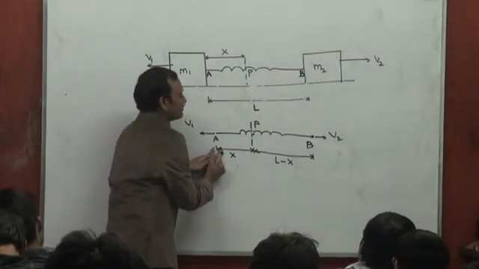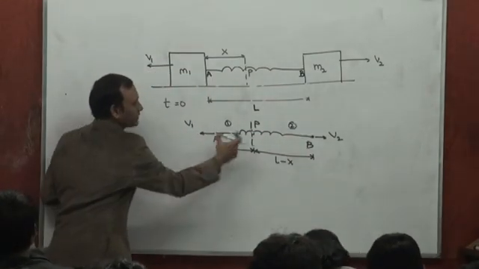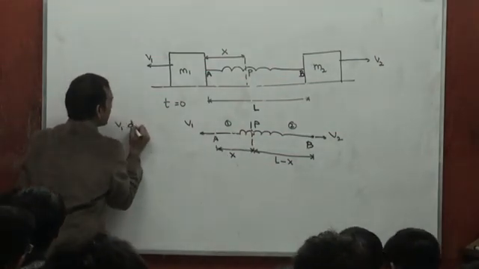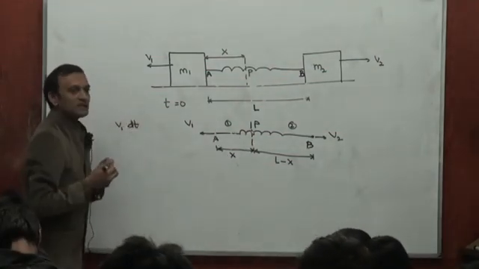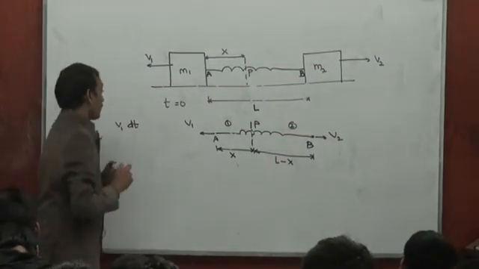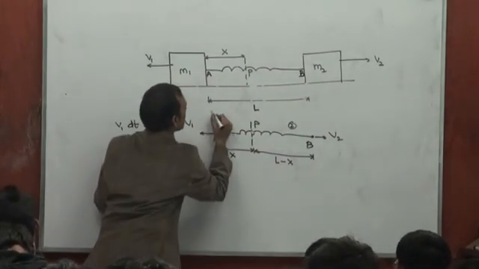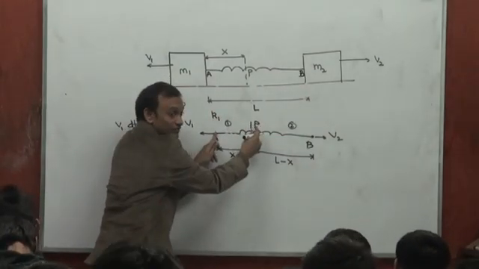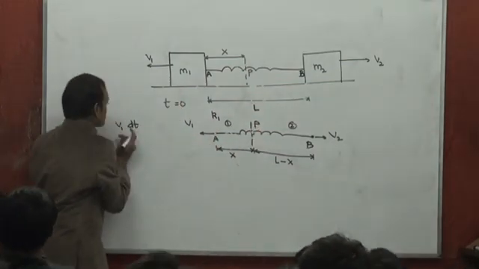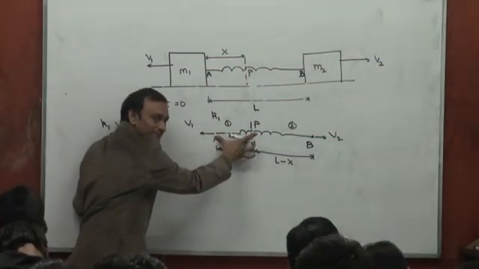Now in a small time dt, this is spring 1, this is spring 2. In a small time dt, how much would this spring elongate? v1 into dt is the amount by which spring will elongate, right? And therefore the force in this spring is going to be, let's say K1 is the force constant for this length. So if this is the elongation in the spring, then K1 into v1 dt would be the force in this spring. Yes or no?